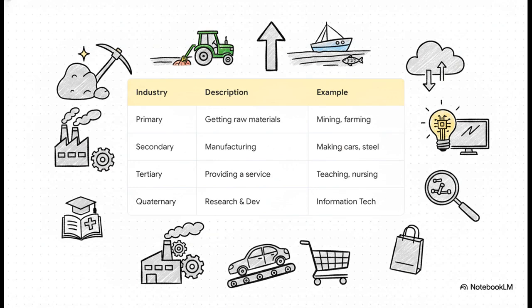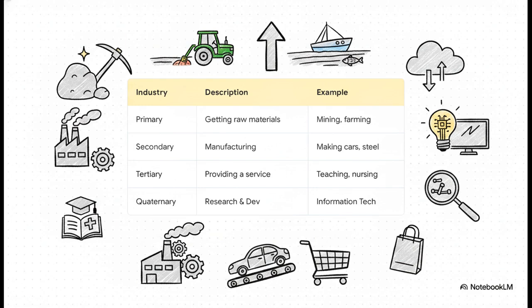At the very base, we have the primary industry. This is all about getting raw materials directly from the earth: mining, farming, fishing. Then we step up to the secondary industry, which takes those raw materials and focuses on manufacturing, like making steel or building cars. Next up is the tertiary industry, which is all about providing a service. Think teaching, nursing, or retail.